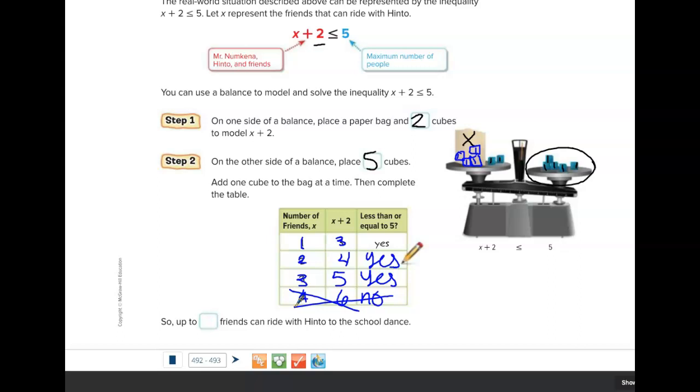So I could have up to 3 friends ride with Mr. N and Hinto to the school dance. I don't have to have 3 friends. I could just take 2, I could just take 1, or I could take none. That's why there are different answer choices there. But our final answer would be up to 3 friends.